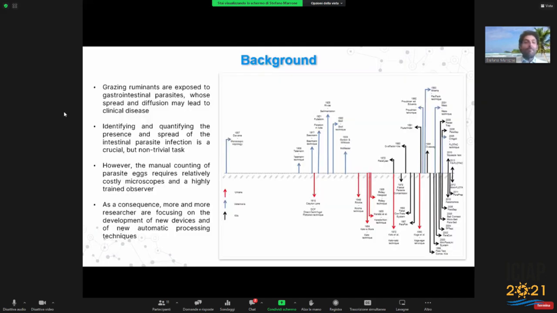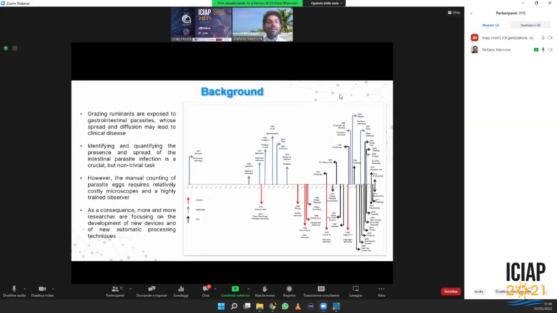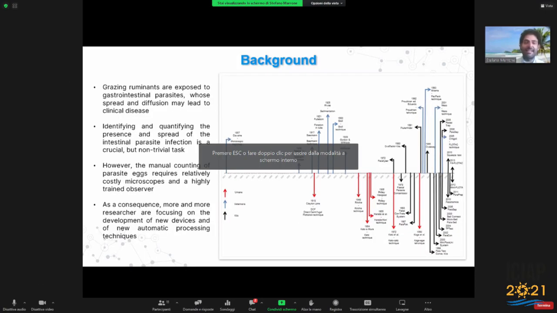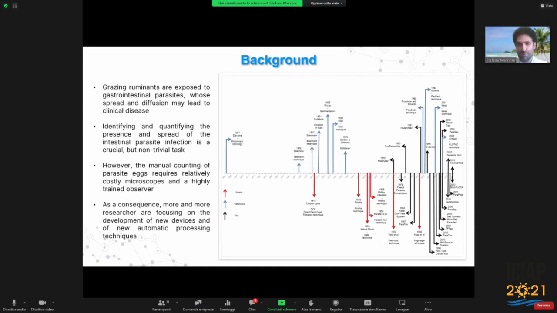Grazing ruminants, that is all the animals like cows, sheep, and so on, are very exposed to parasites. In particular, the diffusion and spread of parasites may be extremely dangerous also for humans. Over the years, as you can see from this picture, researchers started to develop more accurate tools to detect parasites in fecal eggs. They are working both on devices, for example a microscope, and on techniques for the automatic detection of parasite eggs within the floating samples.